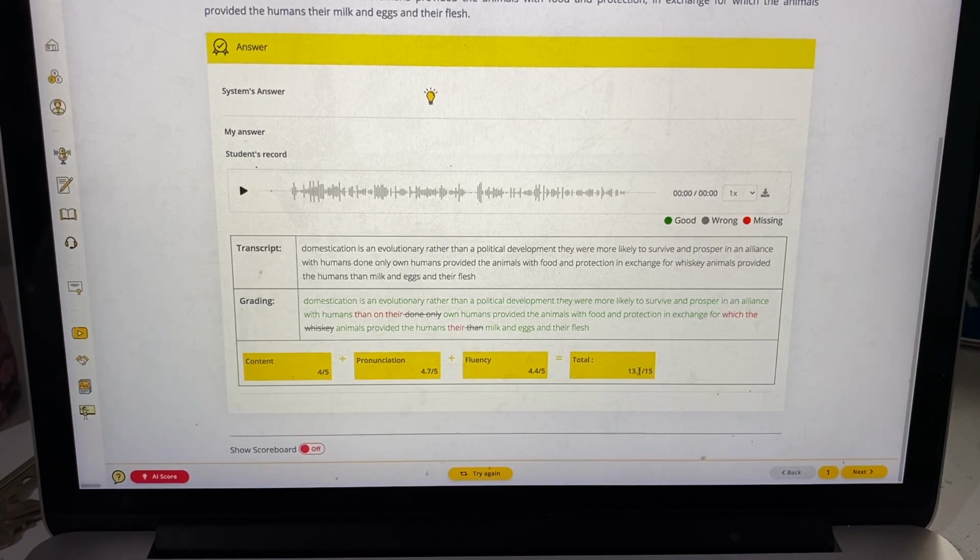So I got a total of 13.1/15, which is pretty good as well. If you want to get 79 plus, this is probably what you need to target. All right, so that's how you do a read aloud part in the speaking test. Okay, now let's move on to the next part.